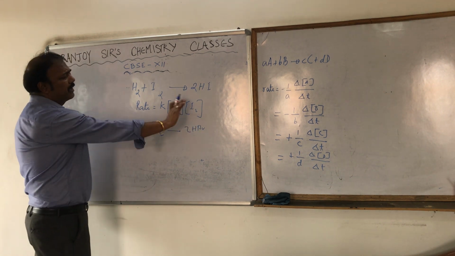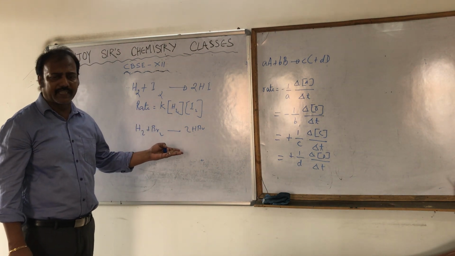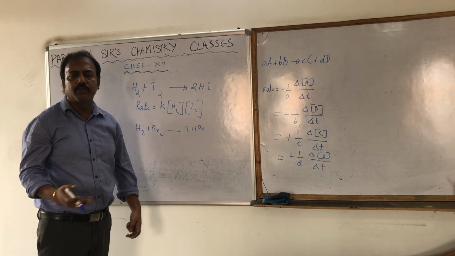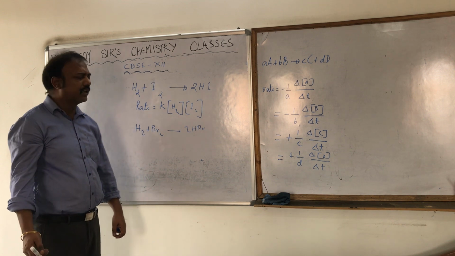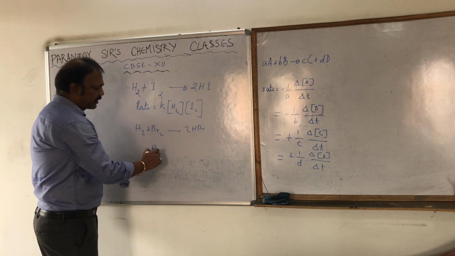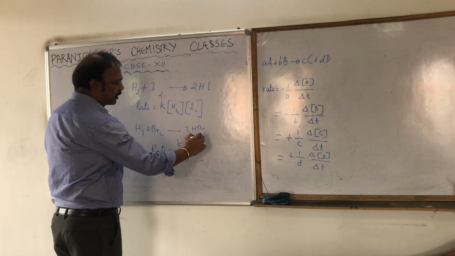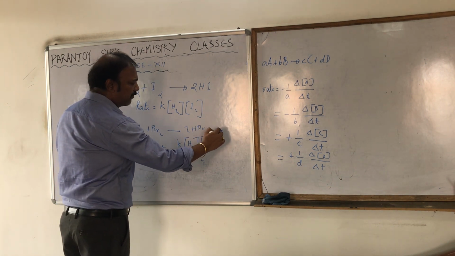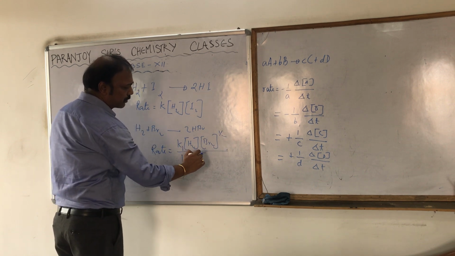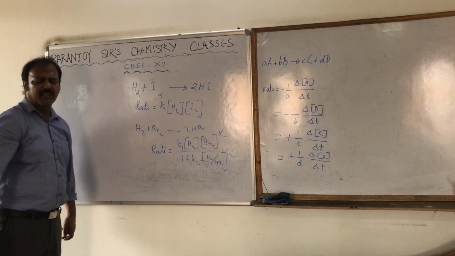If this had been predicted theoretically, the rate of the reaction for the second case would have been K into concentration of H2 into concentration of Br2. But no, it is found to be something different. What is found is a very complicated one. As I told, you don't have to remember this. It is found to be K1 into concentration of H2 into concentration of Br2 to the power half, divided by 1 plus K2 into concentration of HBr divided by concentration of H2. Anything, very, very complicated.